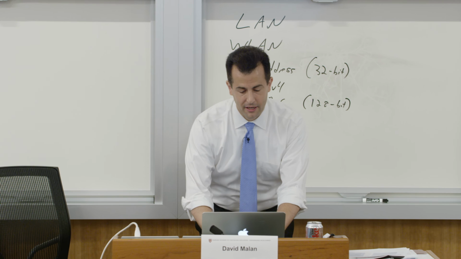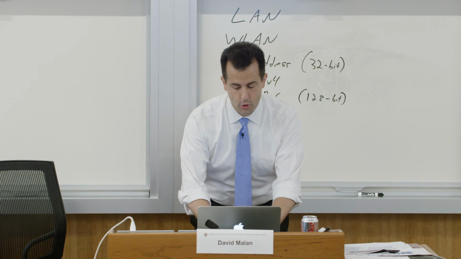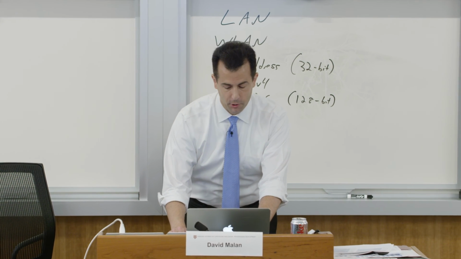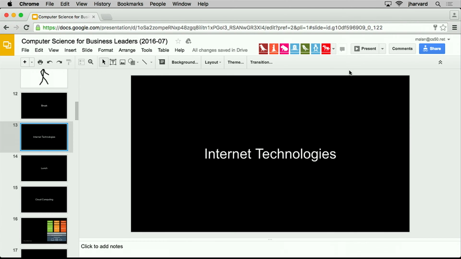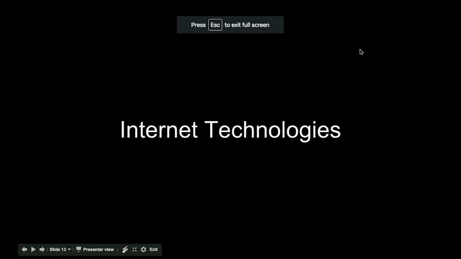If I pull up my massive calculator here, 2 to the 32, of course, gives us 4 billion computers. 2 to the 128, also unpronounceable by me. That's a lot of devices. That's a lot of things on the Internet. So we've got a lot of IP addresses available, at least in the works right now.